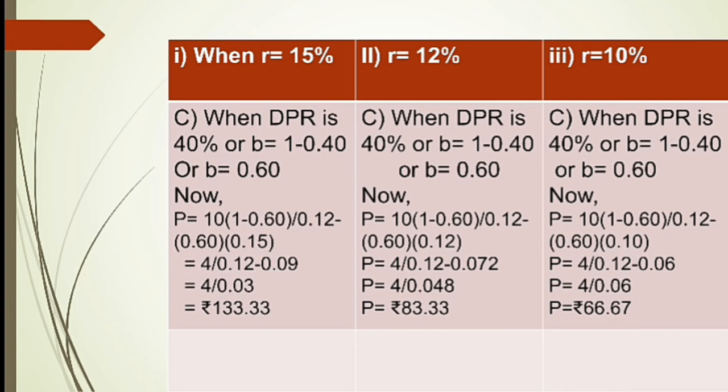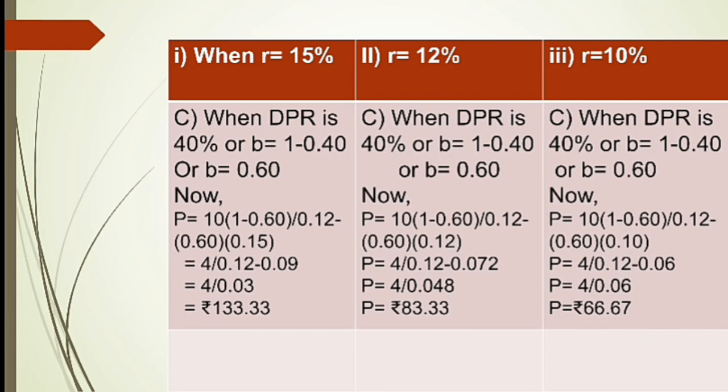So P equals 10 multiplied by 1 minus 0.60 divided by 0.12 minus 0.60 multiplied by 0.12. So what we get, P equals 4 divided by 0.12 minus 0.072. So P equals 4 divided by 0.048. After solving the second main line, we get P equals 4 divided by 0.048.